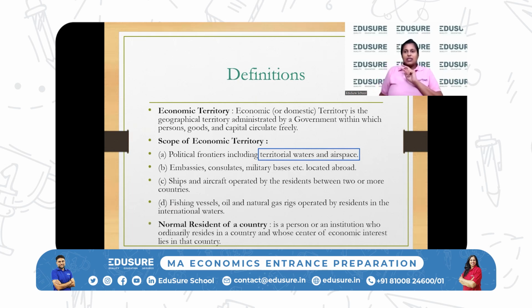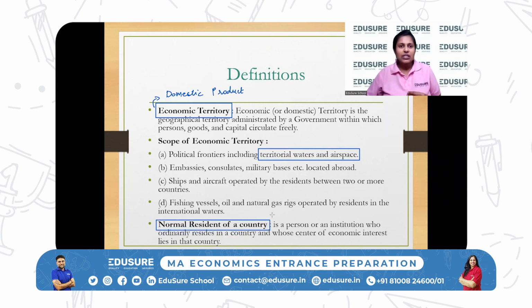So we calculate national income for two entities. The first entity is the economic territory. Okay. So what we calculate for the economic territory is the domestic product. I'll come to the definitions later, but I'm just introducing it. What we calculate for the economic territory is called the domestic product. Then we calculate the income for another entity, which are called the normal residents of a country.